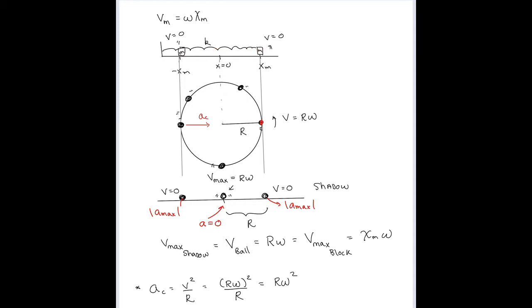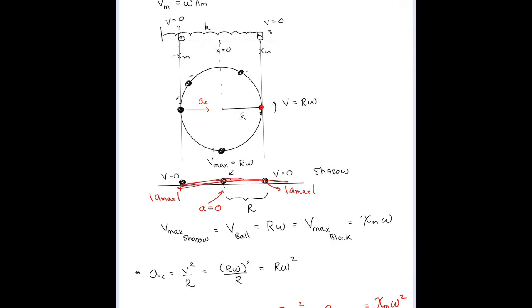Now, as the shadow goes back and forth, it's at rest at the endpoints, just like the block is at rest at the endpoints, at the amplitudes. So the maximum speed of the shadow, here's the shadow going back and forth.